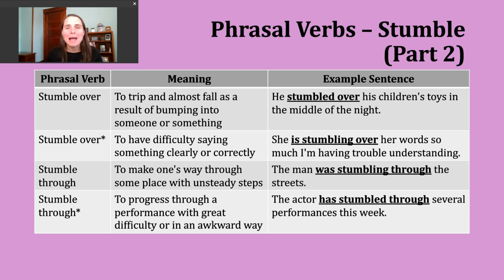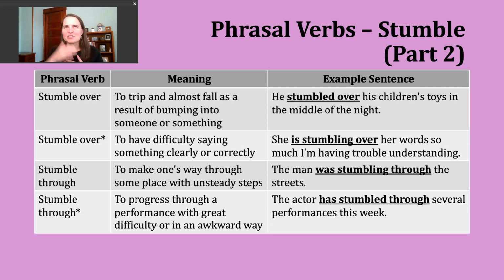That's another simple past tense sentence, and maybe that's something that's happened to you as well. You've been walking, there's something on the ground, right, and it causes you to trip. A second way stumble over gets used is to mean to have difficulty saying something clearly or correctly.